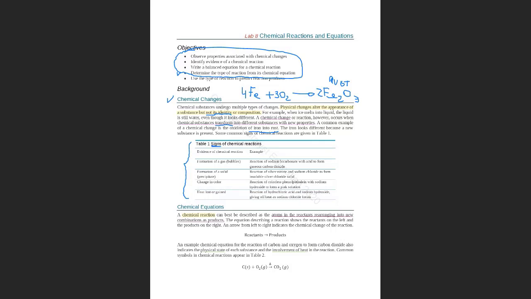The number 1, evidence of a chemical reaction. Number 1, formation of a gas. When you see bubbles, you know that you mix 2 liquids and a gas was formed. That is one sign that you are in the presence of a chemical reaction. The second sign, formation of a solid, a precipitate.